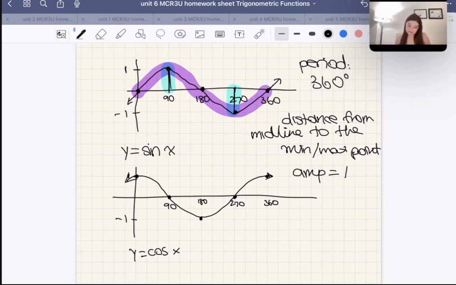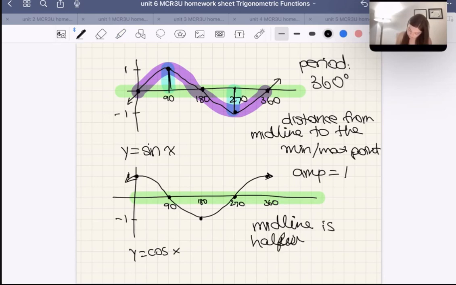Now, what about the midline? That actually I probably should have talked about first, but the midline is by default just this x-axis, right? The x-axis is by default our midline, but our midline can go up or down. And this is the line where we start on our sine function, right? And it's this line here on our cosine function that's halfway between the minimum and the maximum. So the midline is halfway between the min and the max.